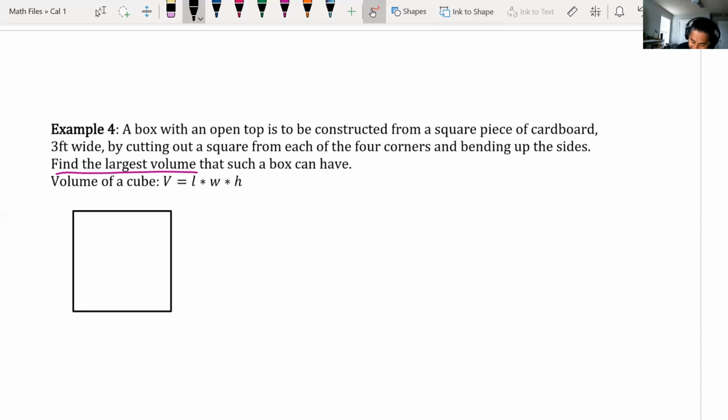All right. So we know that this square, this box, is 3 feet wide on all sides. Okay. And then we are going to cut a square piece of cardboard from each of the 4 corners. So we are going to take these corners out. Okay. And now this is what we have.